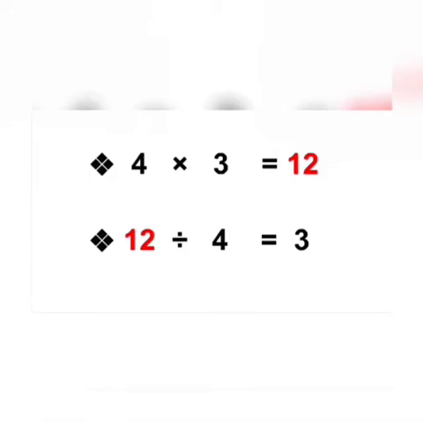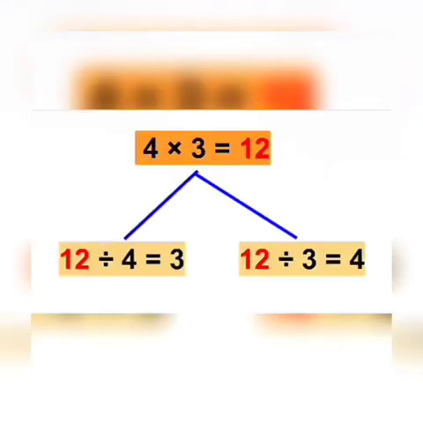So now we looked at 2 points. First we did multiplication to find the total number of marbles. In the second, we divided the total number of marbles among 4 children. Now look at this carefully. First, we are multiplying 4 into 3. That gives us answer as 12. In the second, we divide 12 by 4 and get the answer as 3.